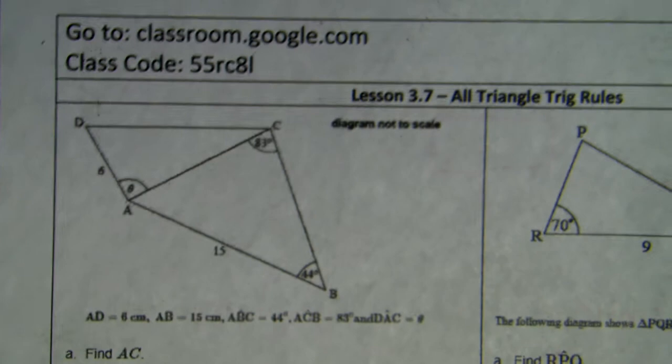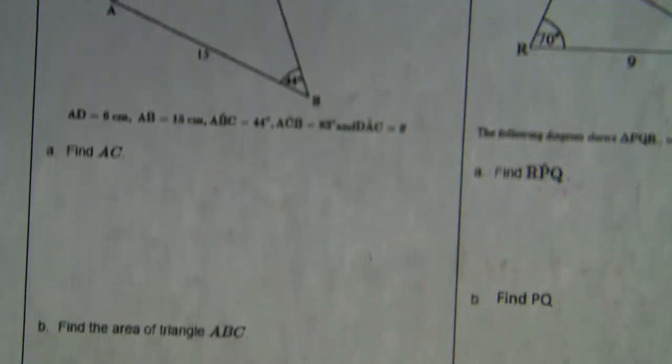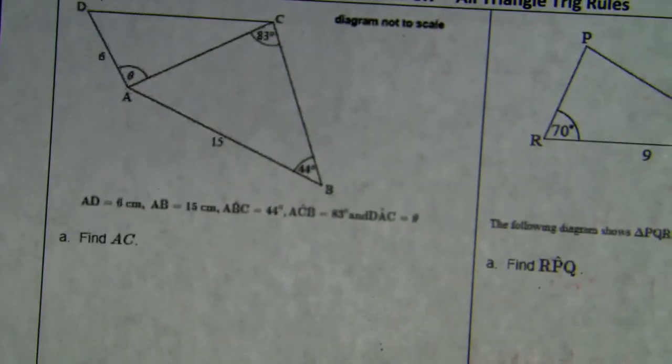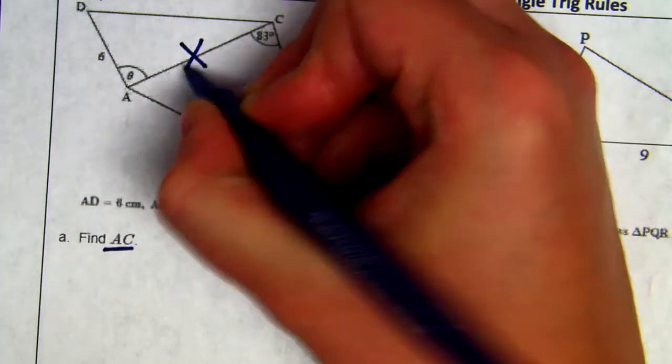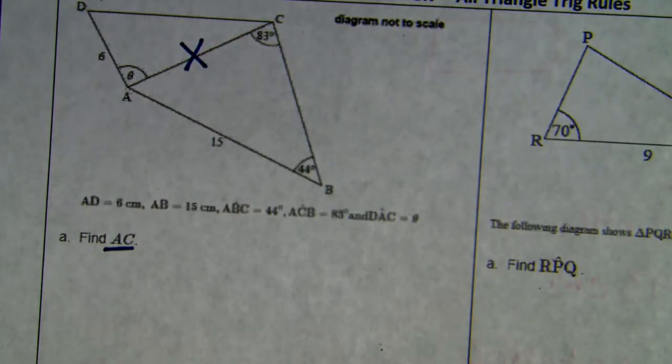Flipping now to the back side, we have lesson 3.7, all triangle rules. So this is a lot more like the solving game than what we remember. So let's look right here. It asks me to find AC. So I'm going to look for AC. I'm going to mark that as x right away. I'm looking for that side.